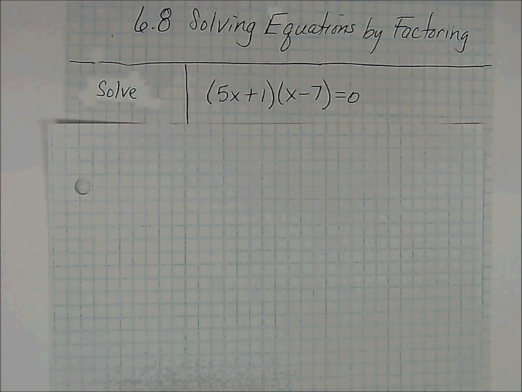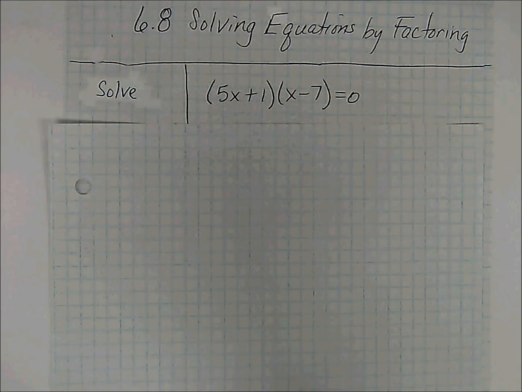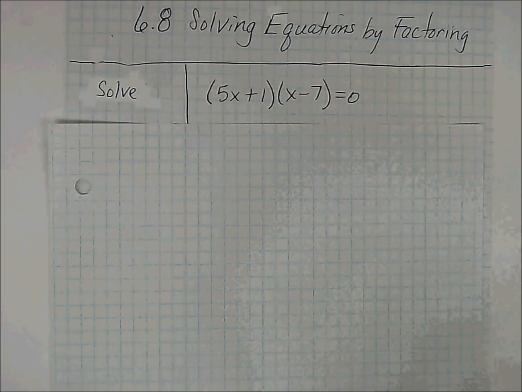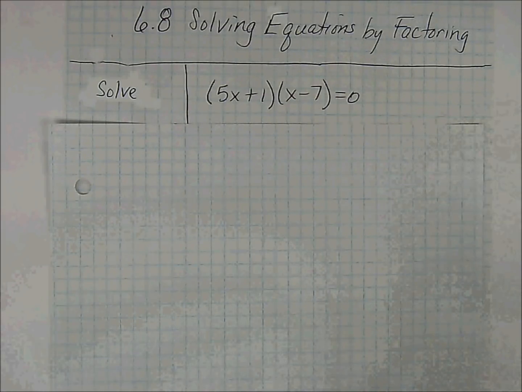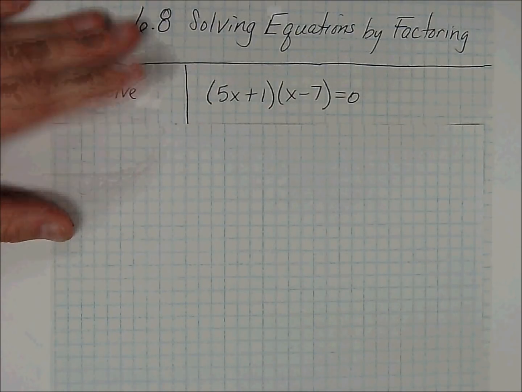All right, so 6.8, solving equations by factoring. What we're going to do is start with factoring it and then find out what number x could be. In the case of this first example, they already did the factoring for us. That's nice. All we have to do is solve it.